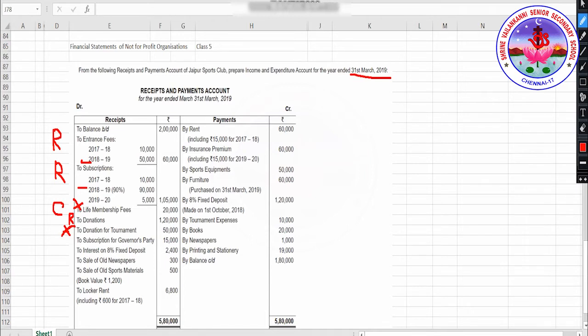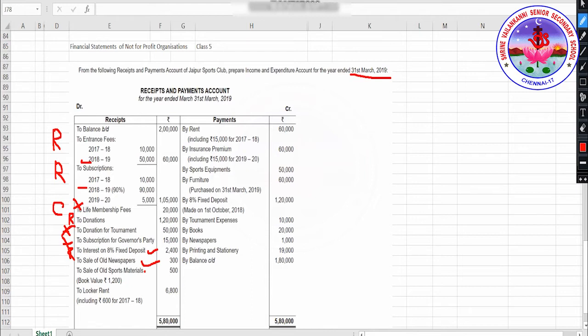Subscription for governor's party is not relevant for us right now, so it will not come. Then interest on 8% fixed deposit. Now, this interest is a revenue receipt, so this will come. Then sale of old newspapers. Now, sale of old newspapers is an income, of daily usage, so sale of old newspapers will come.